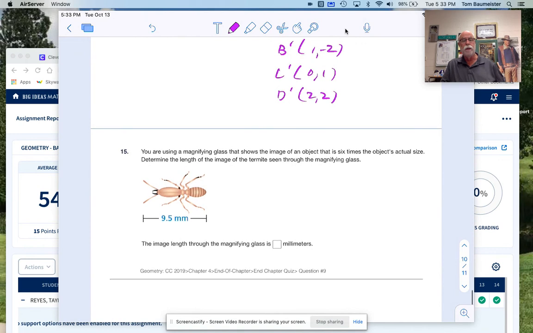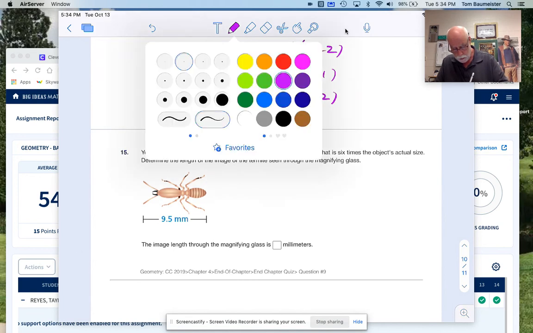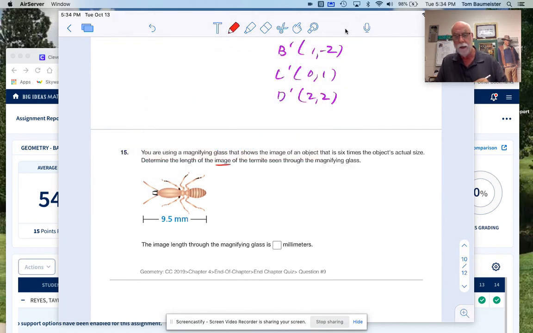And finally, the last one, it's still pretty simple. It's just slightly different. So you are using a magnifying glass that shows the image of the object that is 6 times the object's actual size. Determine the length of the image of the termite seen through the magnifying glass. Since it told us the image, just remember your scale factor is equal to the image over the pre-image.